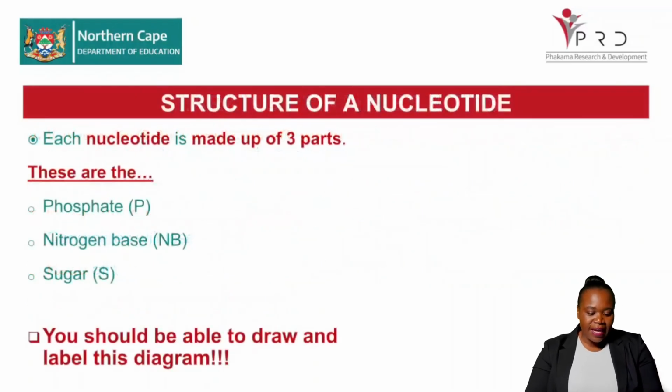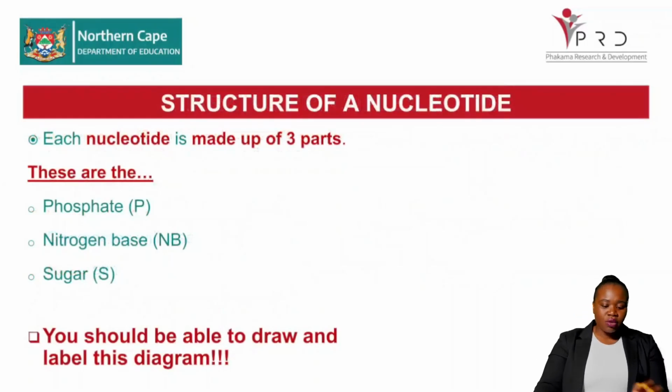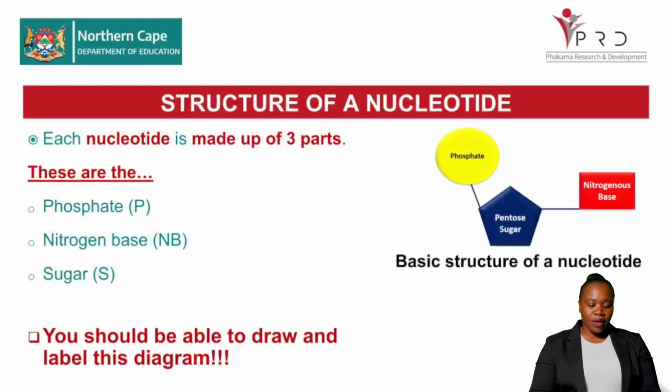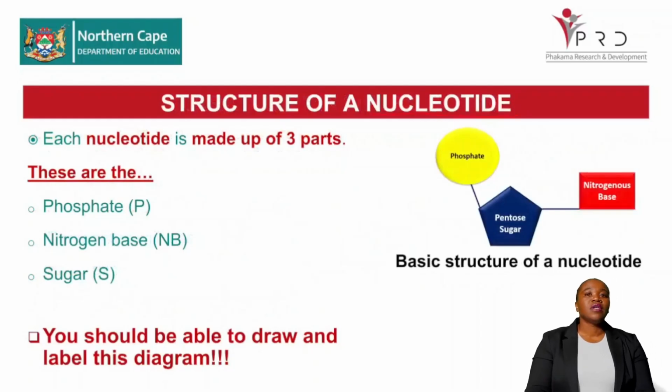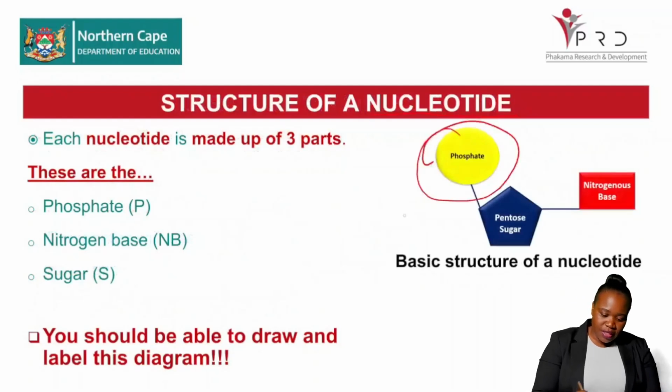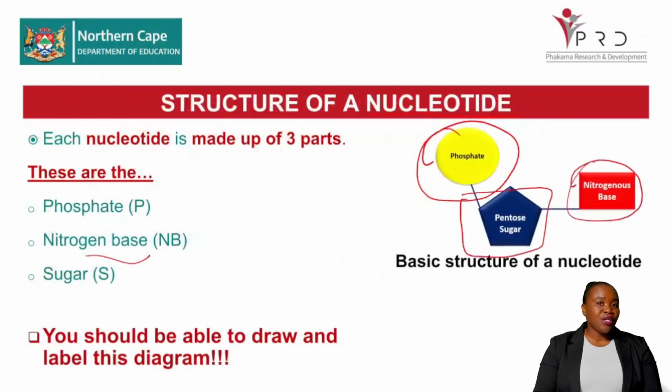All right, now let's have a look at DNA, starting with the structure of a nucleotide. Remember, a nucleotide is made up of 3 parts. What are we talking about when we talk about a nucleotide? We're talking about the building block of nucleic acids, the building blocks of DNA and RNA. So each nucleotide is made up of 3 parts: a phosphate, which we see here, a nitrogenous base, which is what we are seeing here, as well as a sugar.